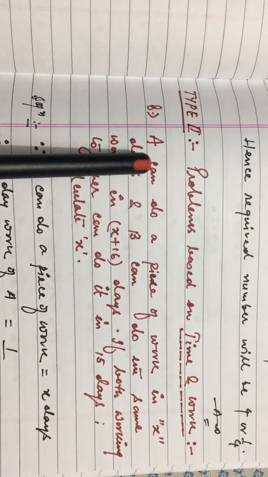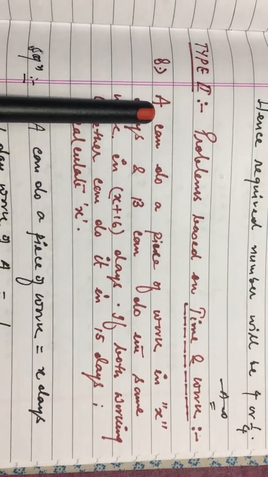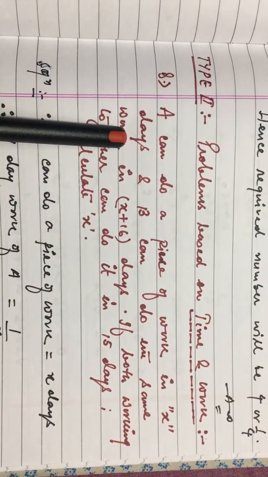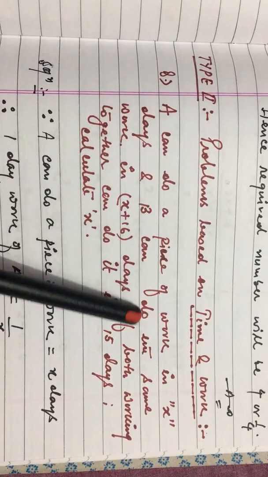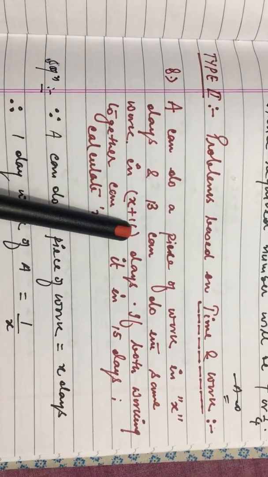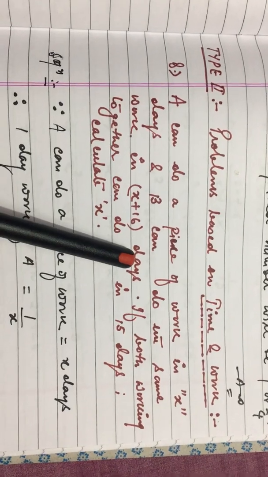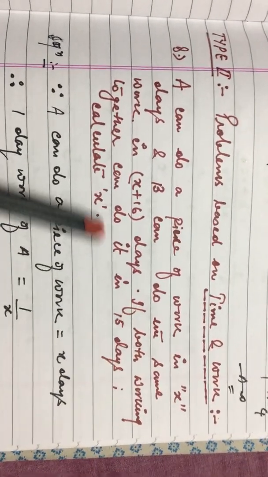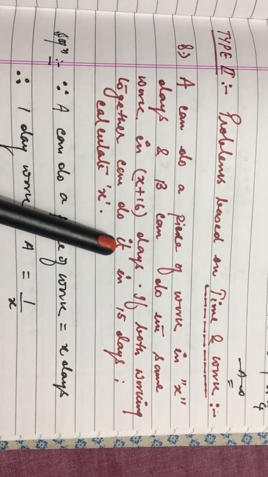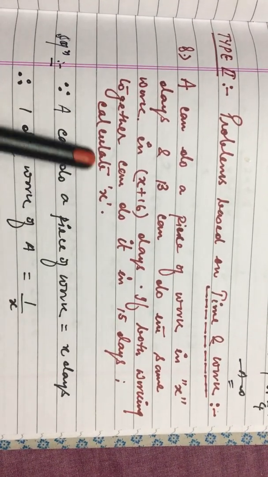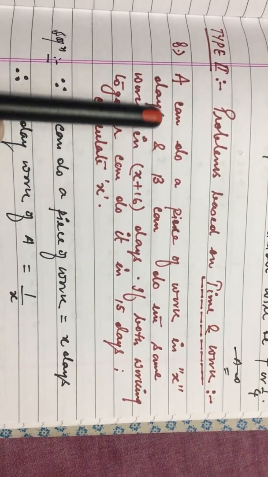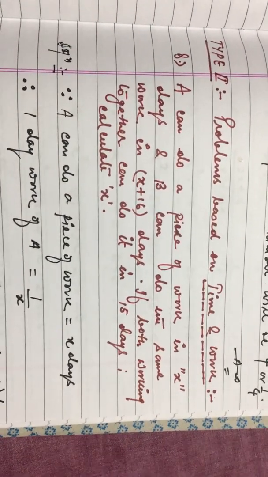Now see a problem. A can do a piece of work in x days and B can do the same work in x plus 16 days. It means B takes 16 days more compared to A. If both working together can do it in 15 days, calculate x. It means in how many days A will complete the work. That is our required term.